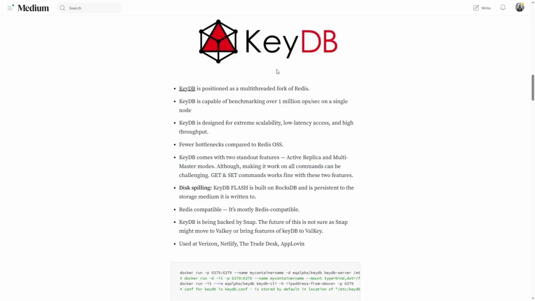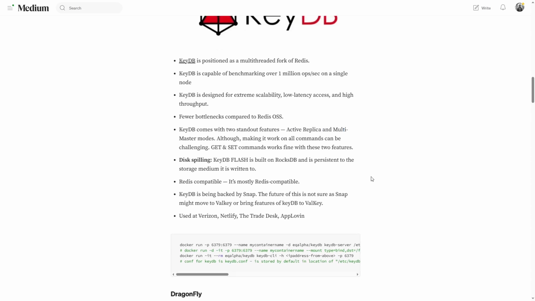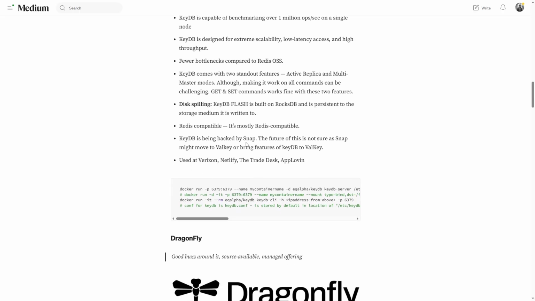Redis has a single leader system, right? In the case of KeyDB, we can have multi-master. Plus, we can also have active replica, so if one goes down, the other one becomes active and serves the requests. It also supports KeyDB Flash, built on RocksDB. So if the memory is getting filled, it will spill onto disk. That again makes it a more scalable solution.